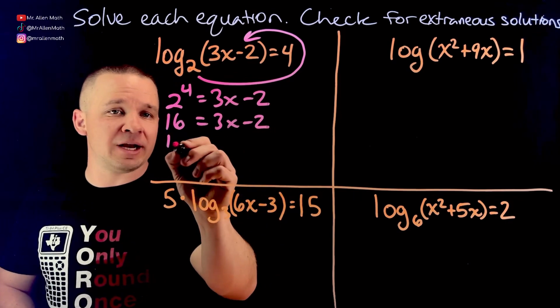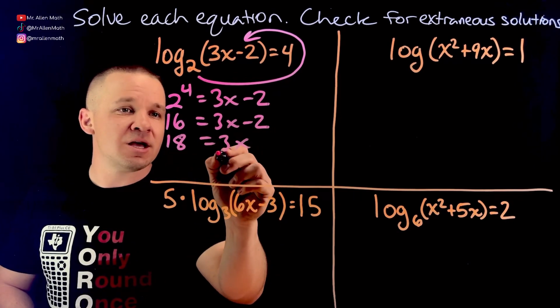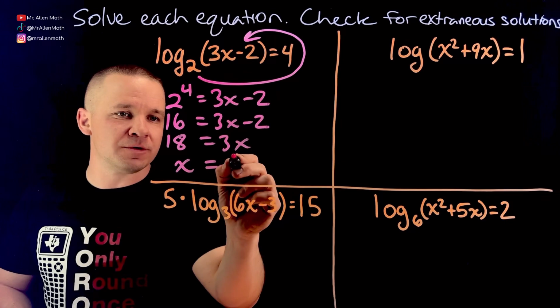I'm going to add 2. I'll get 18 equals 3x. Divide by 3, I get x equals 6.